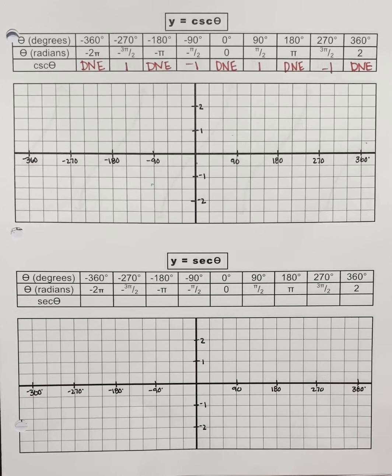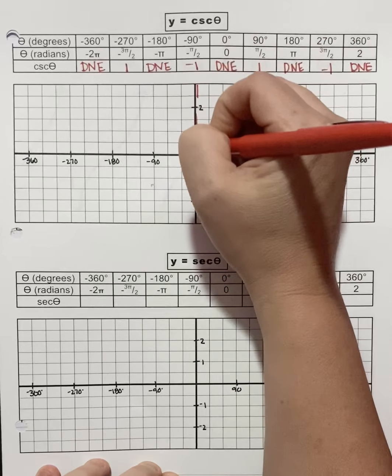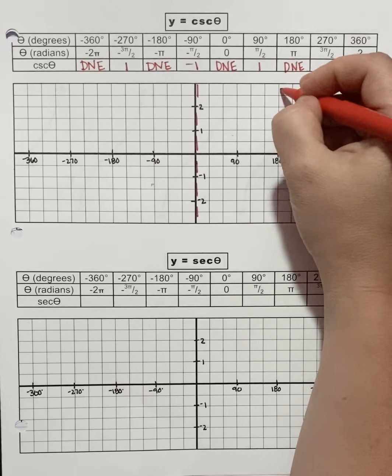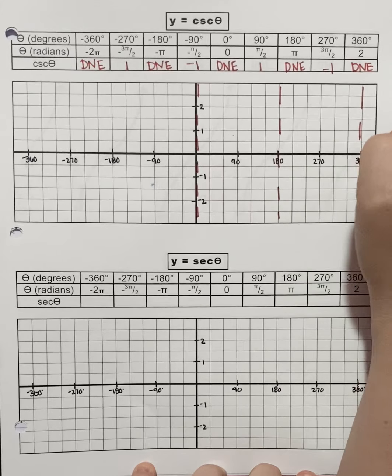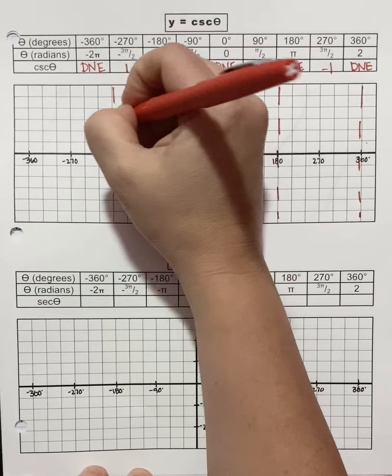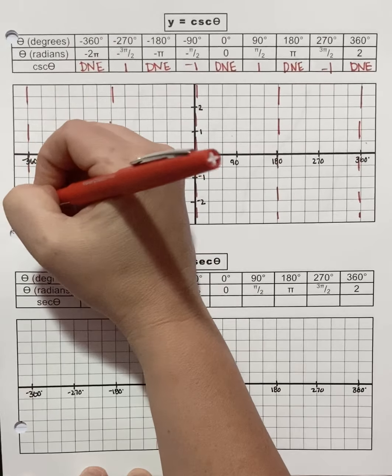All right, let's draw these does-not-exist values out first, because this is going to be my vertical asymptote. The first vertical asymptote I've got is at 0, so that is basically my y-axis. We're going to shade that to the right a little bit. The next one is sitting at 180. The next one is sitting at 360. Going back the other way, I've got one at negative 180, and one at negative 360. So these are my asymptotes.